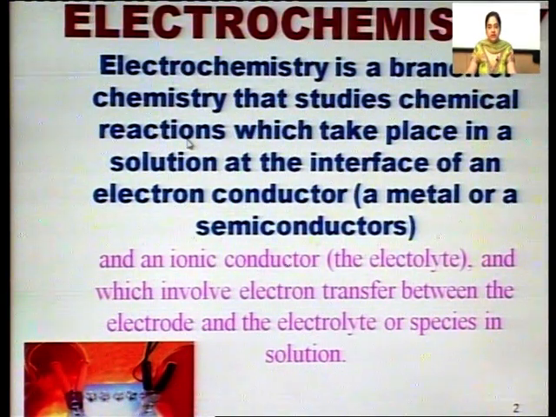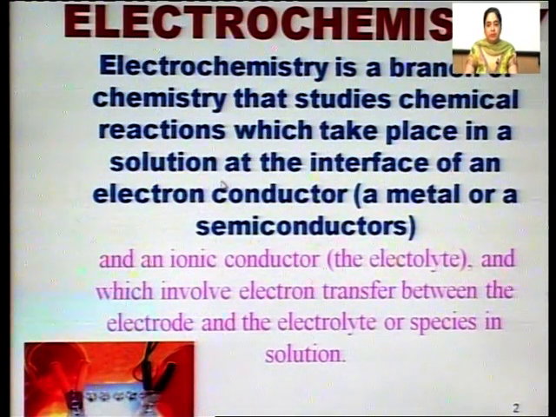Now what is electrochemistry? Electrochemistry is a branch of chemistry that studies chemical reactions which take place in a solution at the interface of an electron conductor, a metal or a semiconductor, and an ionic conductor, which involves electron transfer between electrode and electrolyte or species in solution.